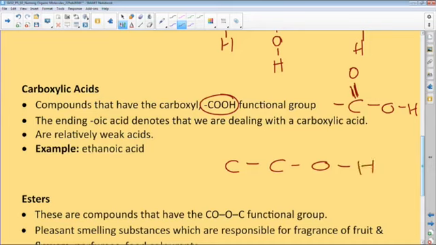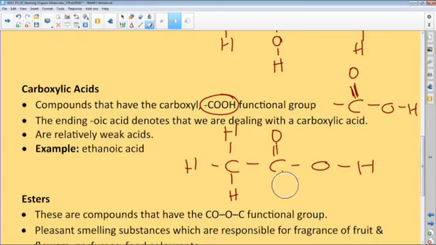Ethanoic acid, you all know, it's vinegar. Okay, so this is what ethanoic acid looks like. Oh, no, I was about to give carbon an extra bond, and hopefully some of you are going, wait, Tracy, you can't do that. So there we go, ethanoic acid, nice and simple.